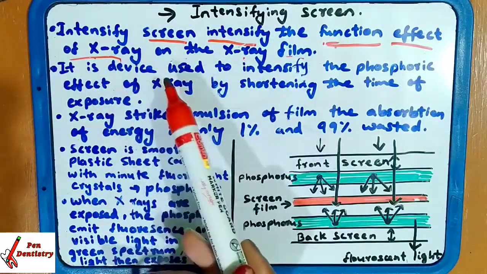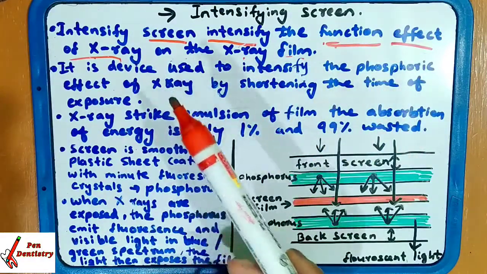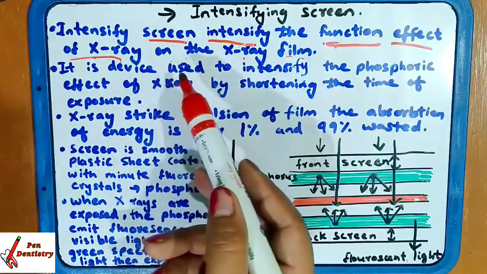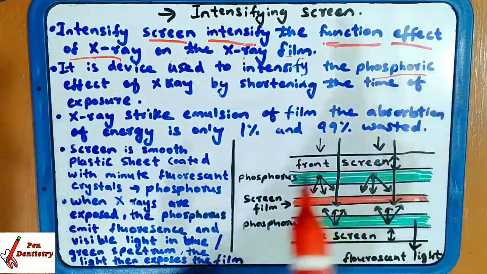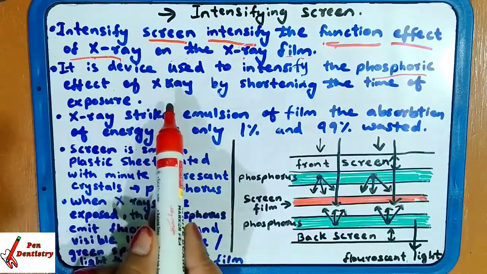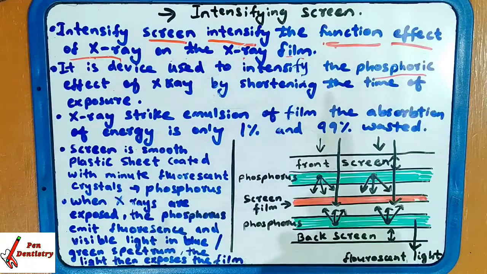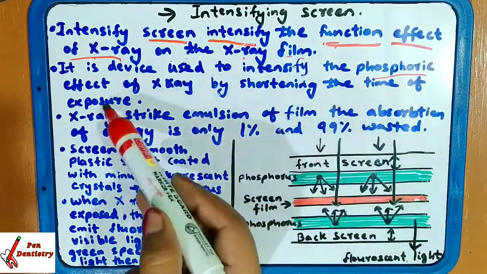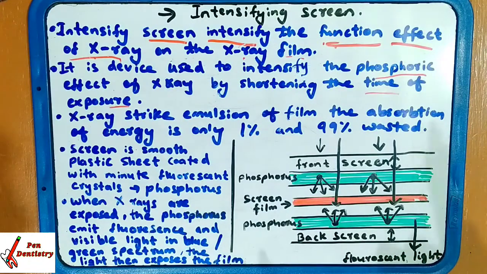It is a device used to intensify what? The phosphoric effect of X-ray by shortening the time of exposure. Here, the time of exposure decreases as well as the phosphoric effect. Because of the phosphoric effect, the film is intensified.